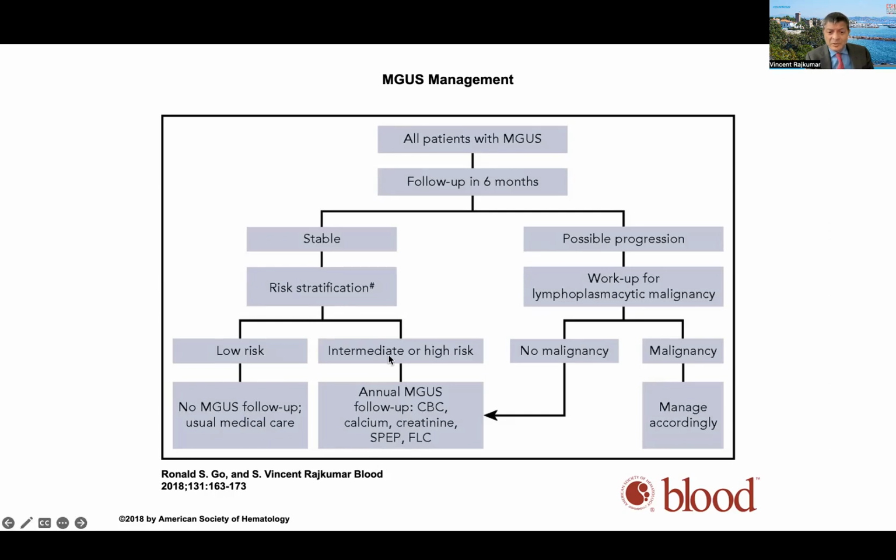All other patients, though, you would have to follow once a year with CBC, calcium, creatinine, protein electrophoresis, and free light chain assay. When you follow them in 6 months, anybody with MGUS, if there's worry for progression, then you have to really do a full-blown workup with another bone marrow, bone survey, and manage accordingly if you find something.